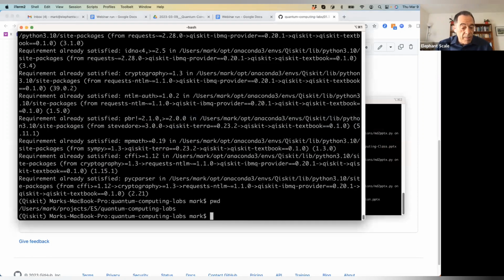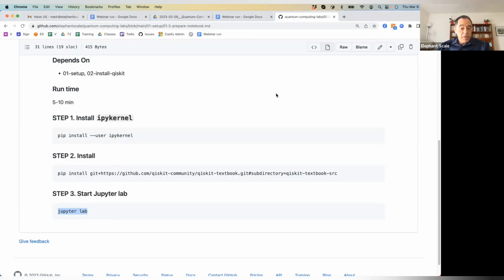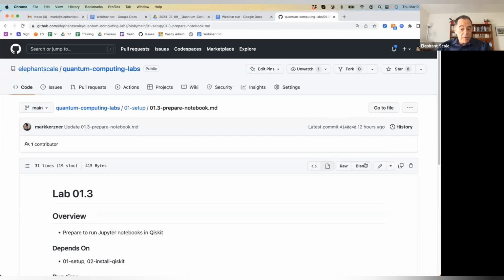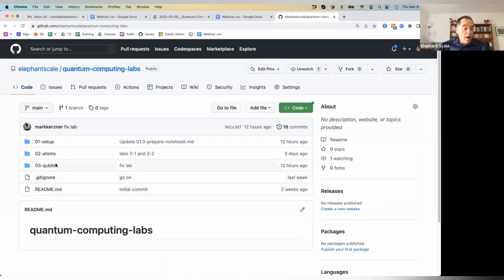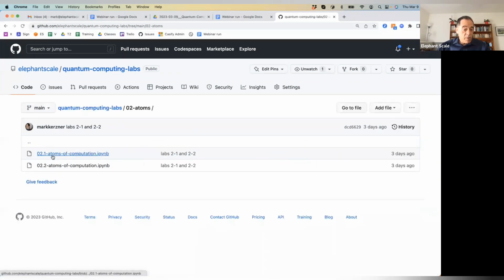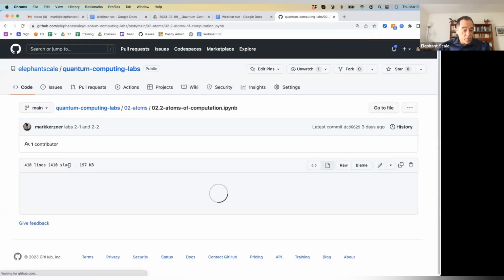Right now, I am in the quantum computing lab. It's these same labs that I'm showing you. I'm going through this. So you can clone this because that's already there, or you can just go through each lab, copy and paste. We're going to do the first one here. Well, the second one. That's what we're going to do.